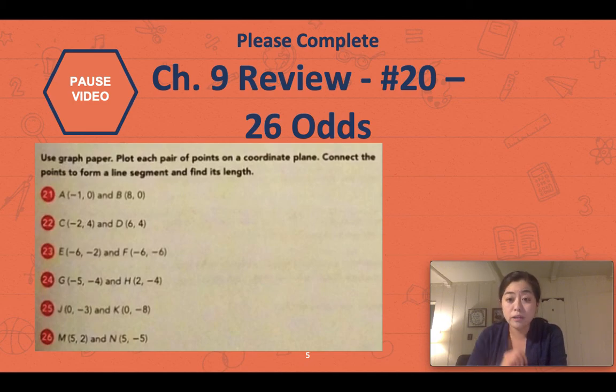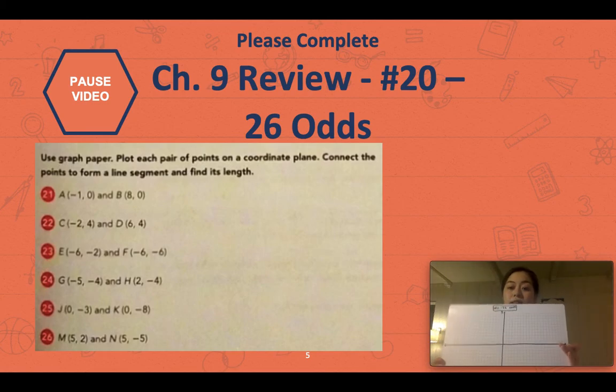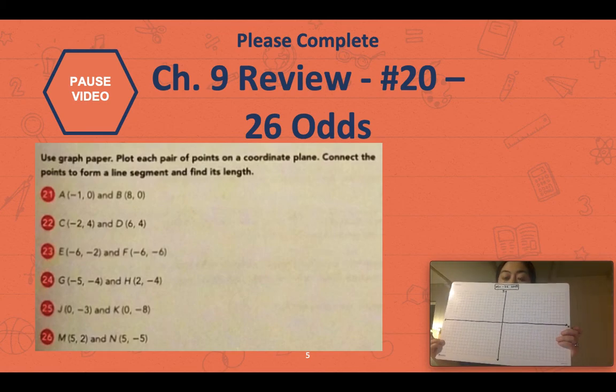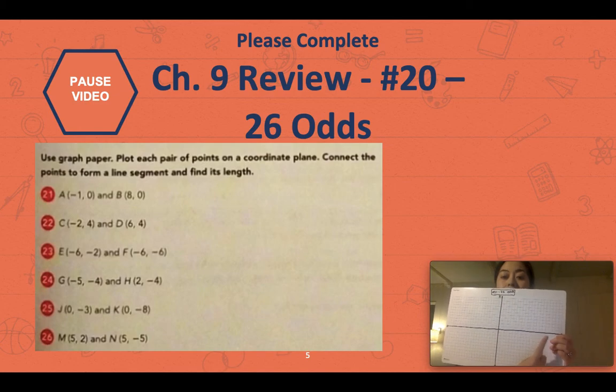Okay? Read the directions. It says use graph paper. Plot each pair of points on a coordinate plane. Connect the points to form a line segment and find its length. So you're going to plot the points on a coordinate plane. Then you're going to also make a line segment. And finally, you're going to find the length. Okay. So you should draw a coordinate plane that looks something like this. Okay. Make sure that there's an x-axis and a y-axis.